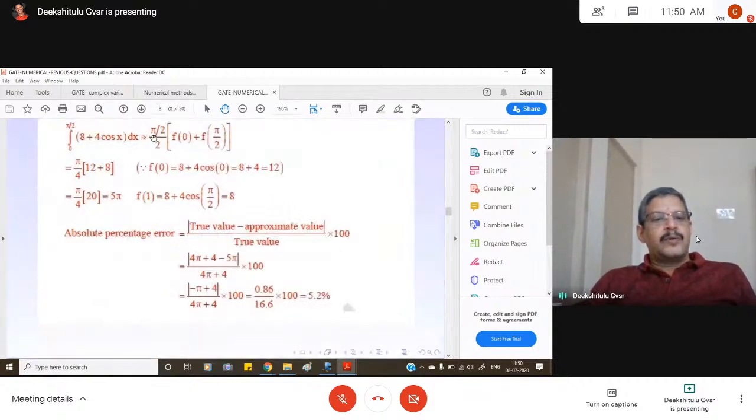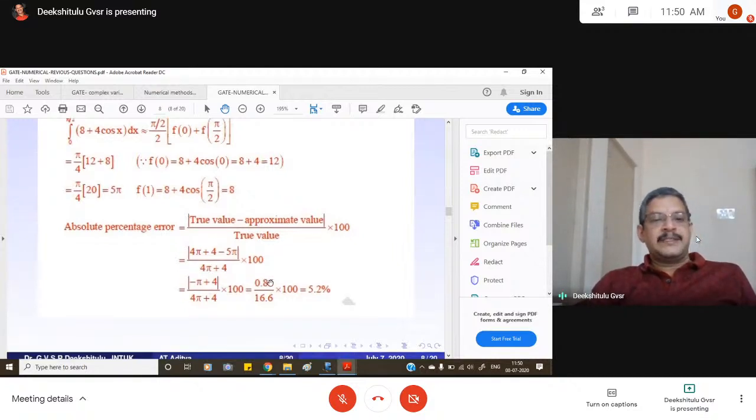4 pi plus 4 minus 5 pi, that is true value minus approximate value, where the true value is 4 pi plus 4. So it comes out to be 4 minus pi by 4 into pi plus 4. If you simplify that, it comes out to be 5.2%.